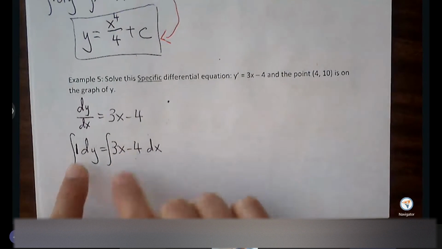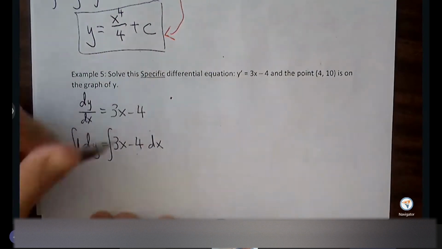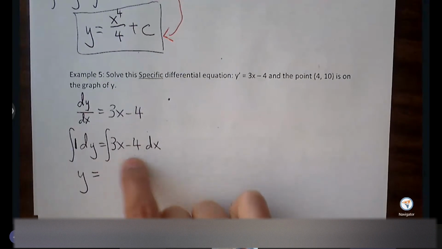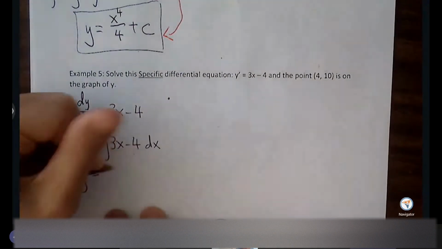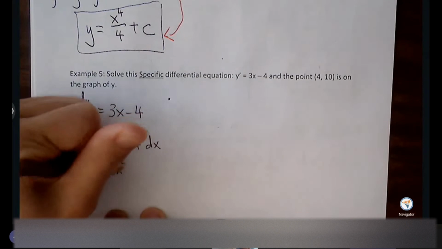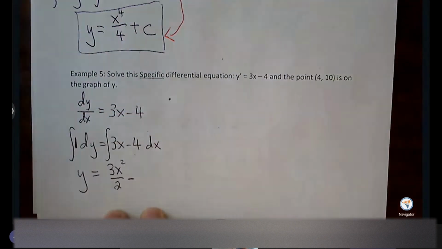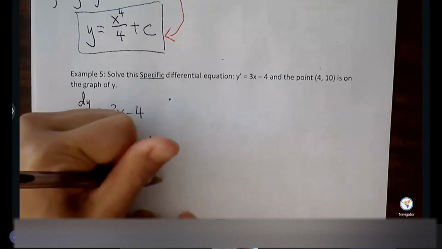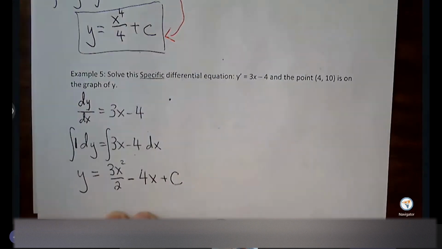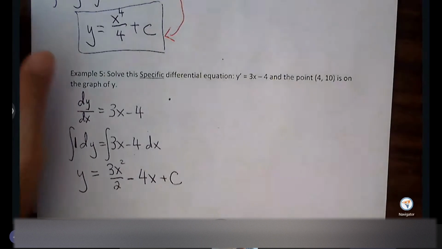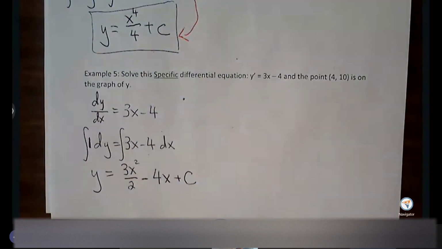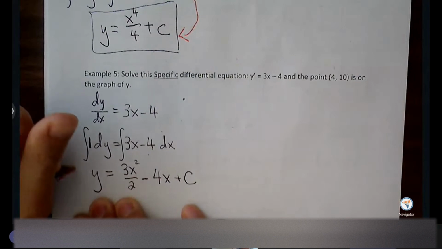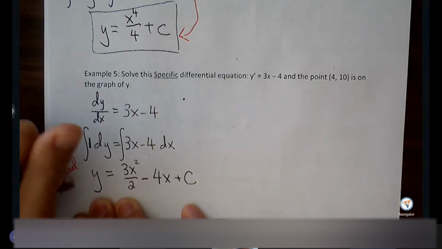Okay, power rule for every term. This is going to be in terms of y, so I get y. Two terms, so apply power rule twice. 4 becomes 4x, and then we just have to write plus c once. So we've arrived at our general solution, or general equation.